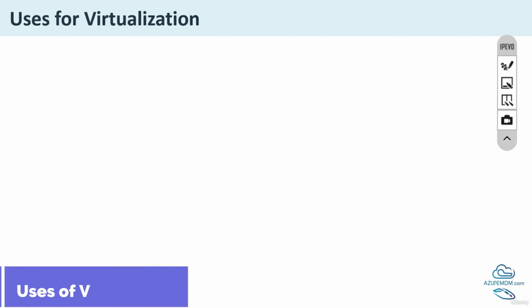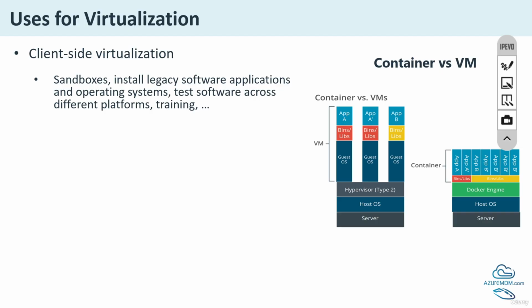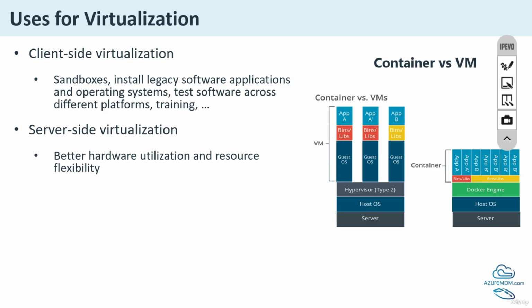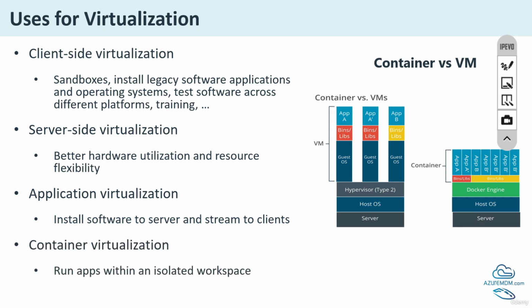Uses of virtualization, container versus virtual machine. Client-side virtualization, like a sandbox, installs legacy software applications and operating systems. Test software across different platforms. It is used in training. Server-side virtualization. It gives better hardware utilization and resource flexibility. Application virtualization. It installs the software on the server and streams it to the clients. Container virtualization. It runs an app within an isolated workspace.